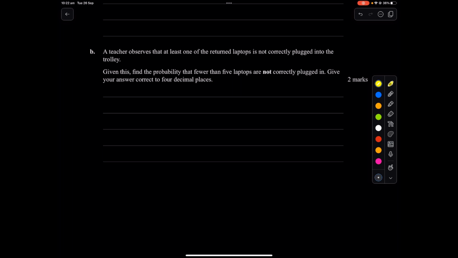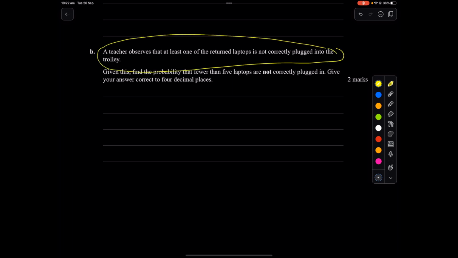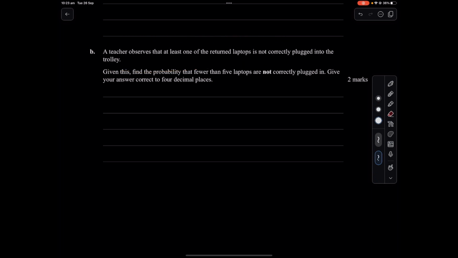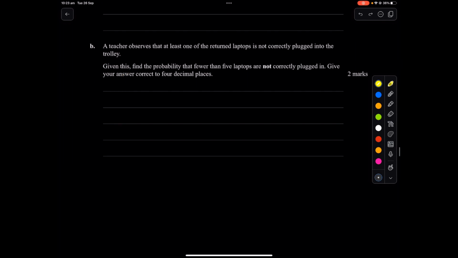A teacher observes that at least one of the returned laptops is not correctly plugged into the trolley. Given this, look, straight away you should know that's conditional probability. This is where you start getting confused because they're giving you this statement and you wonder why you need to know it. It's not telling us to calculate the probability. They're giving us a given condition. So that's where you should realize that this statement is not the same as the other one. Here they also give us the word given. So luckily it's conditional probability.